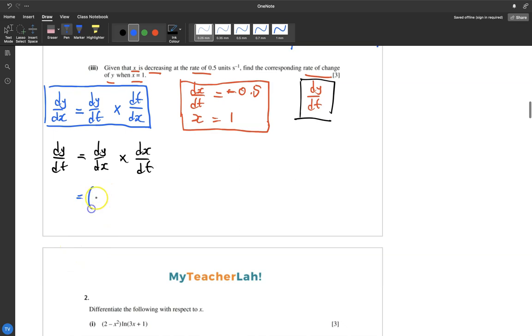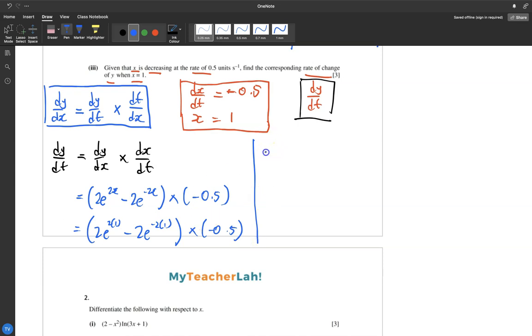Okay. So that would end up being 2e^(2x) minus 2e^(-2x), times negative 0.5, which is the dx/dt rate. Now, where do I make use of x equals 1? So x here has to be changed to 1. So we're going to make that substitution. Okay, so 2e... I'm actually doing this step by step. Normally, I'll just go straight into this step. All right, so we got that. Now, the final step is only putting all this into the calculator. Make sure you put them in right, and then you should be able to get negative 7.25. Okay. So that's basically rate of change.